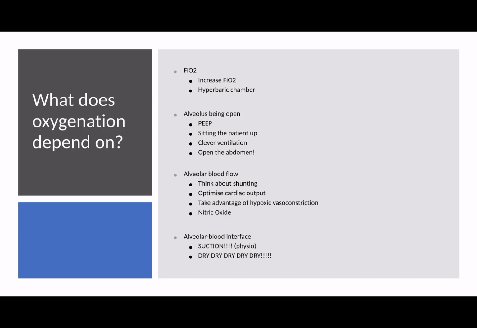So this is where the positive end expiratory pressure being raised may help to try and recruit more alveoli. Sitting the patient up or thinking about the position which the patient is best put in to again try and reduce the amount of pressure on the lungs, either through the abdominal contents pushing on the diaphragm if the patient's lying flat, or the chest wall pushing down and the mediastinum pushing down if the patient's lying flat as well. We'll talk a little bit about clever ventilation in later videos, but there are modes of ventilation which may maximize alveolar recruitment.